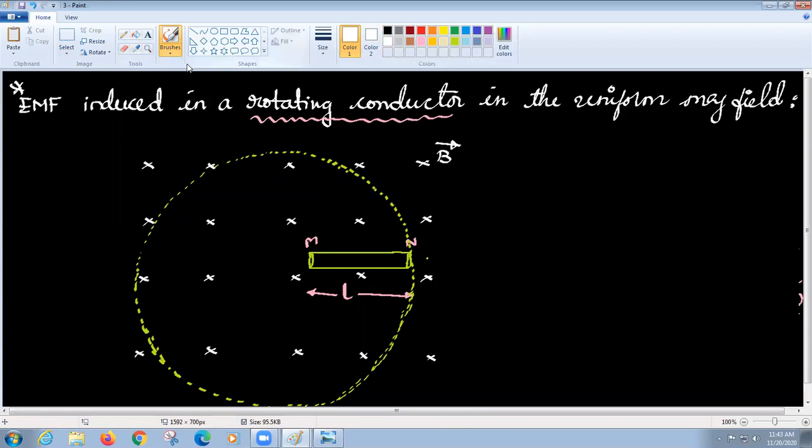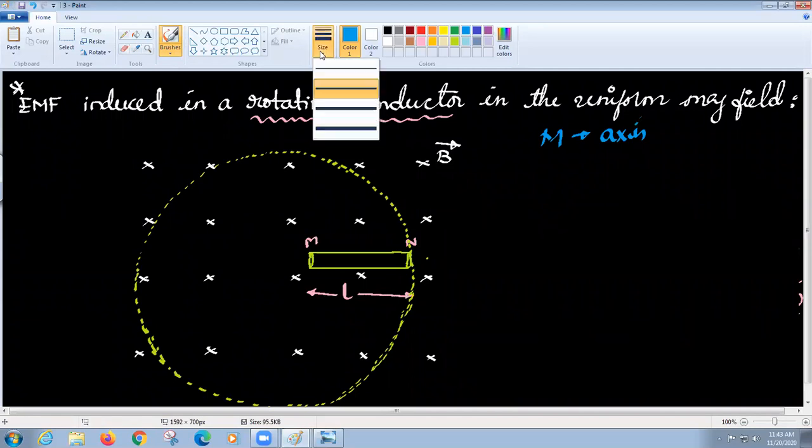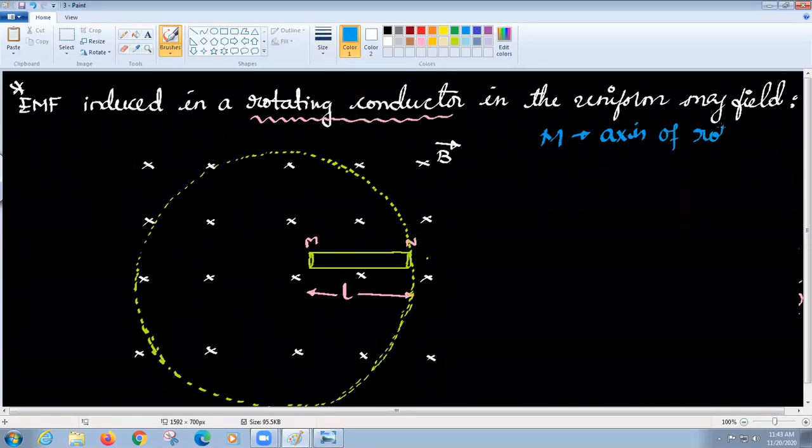Now, EMF induced in a rotating conductor in the uniform magnetic field, okay? Now you can say that, just compare with that, you have the radius L here, okay? Radius L, and this is moving with some angular speed. It's rotating with respect to this M, okay? Where M is the axis of rotation. So I'm just rotating this way. Let me take an angular velocity, or angular speed, as omega.